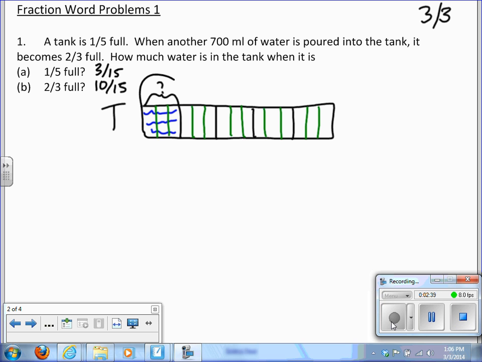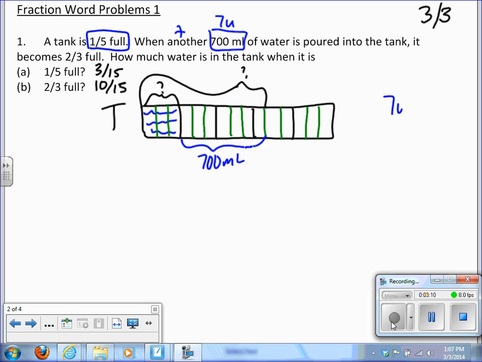Okay, so I know that 10 15ths, 3, 6, 9, 10 15ths is right here, and I have to find out what that is. Is all of that 700 milliliters, Isabel? No, only 7 of the 10 15ths is 700 milliliters. So it's like one after another, and you already had some water in there. Very good. We had some water that we started with. Then we added 700 milliliters. So that means that these 7 units equals 700. 7 units equals 700 milliliters.